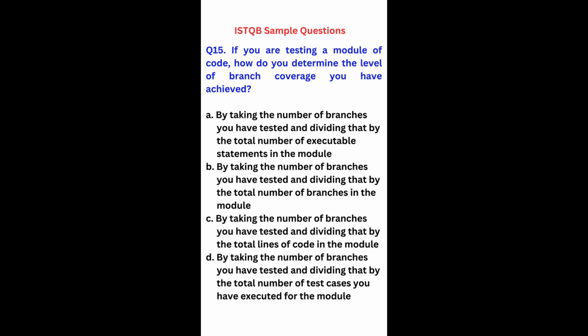Question 15. If you are testing a module of code, how do you determine the level of branch coverage you have achieved? A. By taking the number of branches you have tested and dividing that by the total number of executable statements in the module. B. By taking the number of branches you have tested and dividing that by the total number of branches in the module. C. By taking the number of branches you have tested and dividing that by the total lines of code in the module. D. By taking the number of branches you have tested and dividing that by the total number of test cases you have executed for the module.